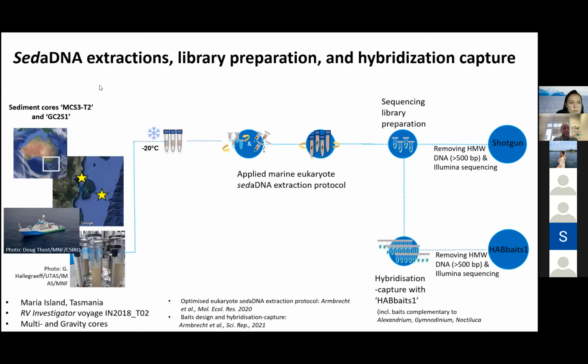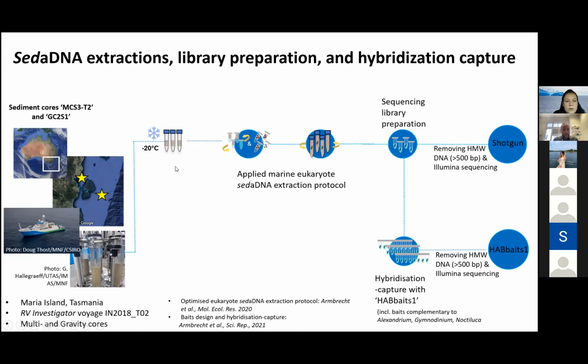So as I mentioned, the samples we've applied this bait set to came from Tasmania. There were 2 sediment cores that were collected in 2018 with the Investigator. This ship has the capacity to collect multi-cores. They can be about half a meter long or a meter long, but the sediment cores we got were approximately half a meter long. And so we had the short cores from inshore Maria Island, which is a little island off Tasmania. And then a longer gravity core that was about 3 meters from offshore Maria Island.